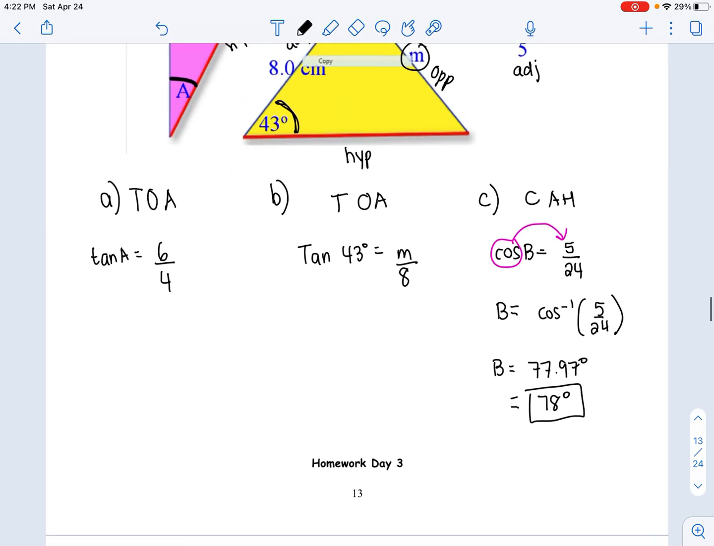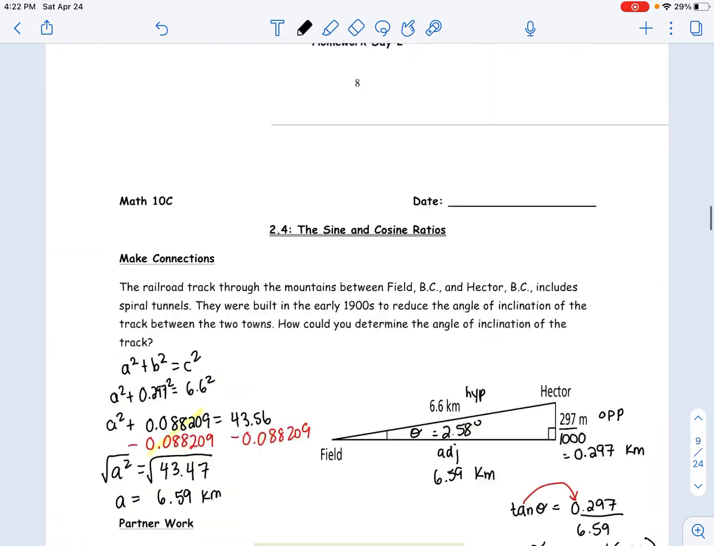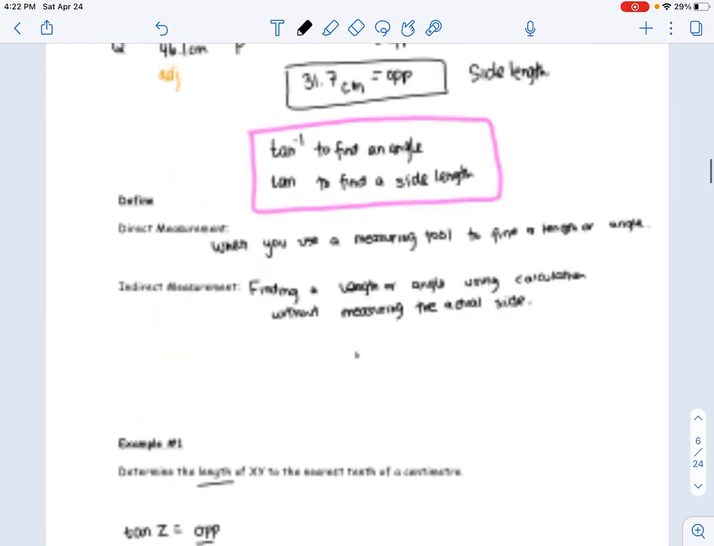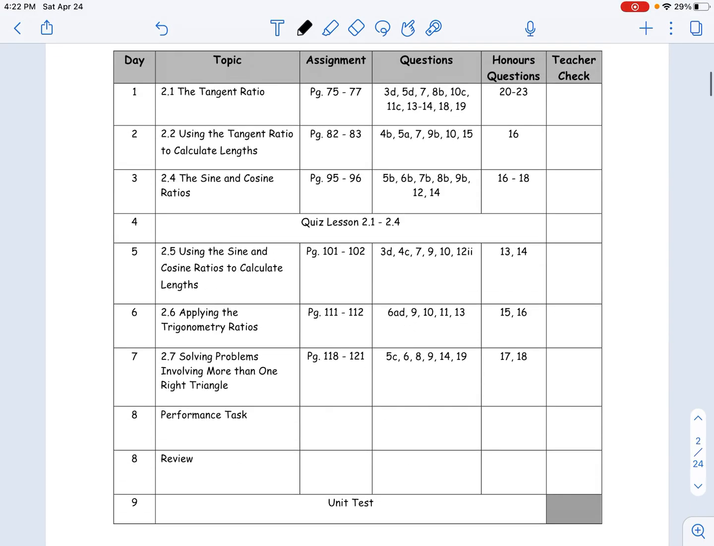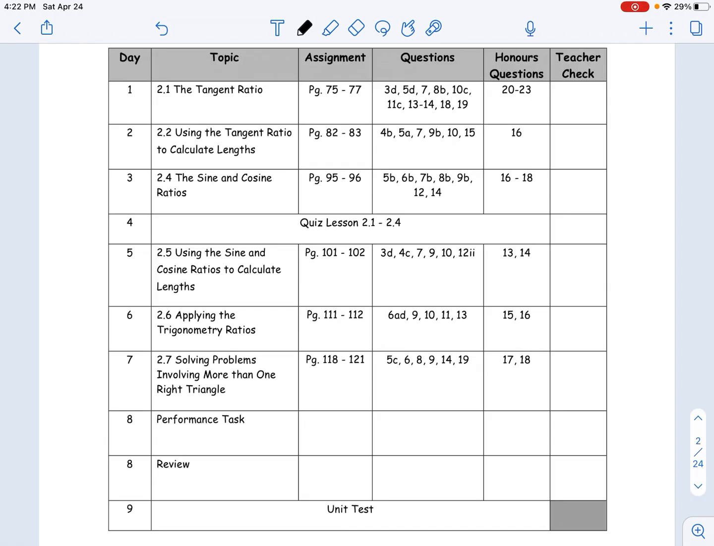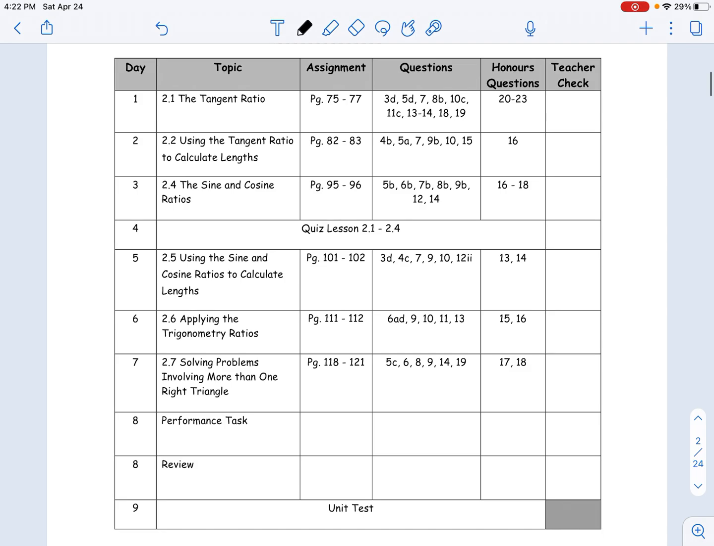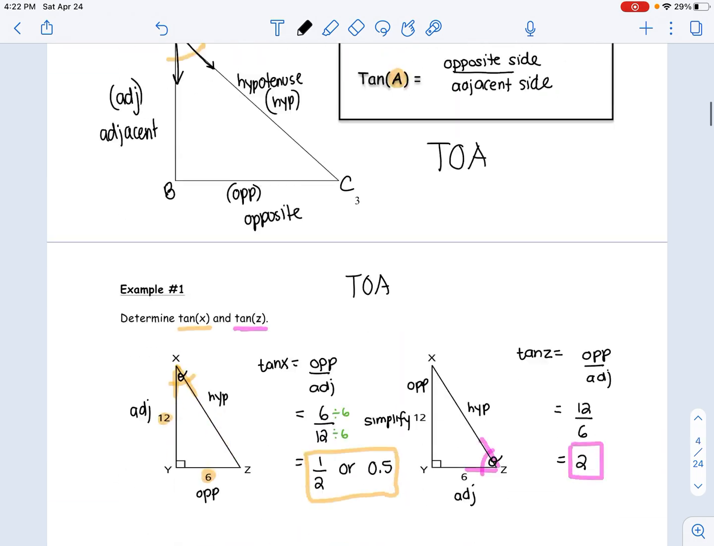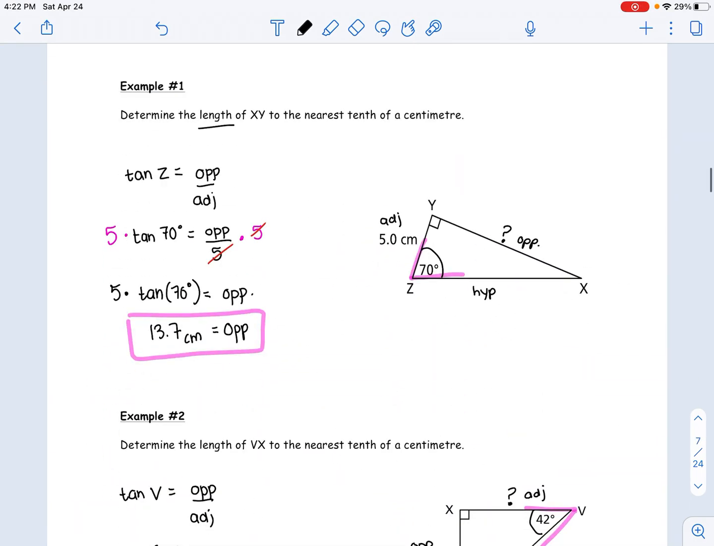Good. So that is our day 3. So if you guys go up, you'll notice that there's homework assigned for this one. So day 3, it's really important to practice these ones. We're going to have a quiz tomorrow. So make sure you practice for lesson 2.4, page 95 to 96, 5B, 6B, 7B, 8B, 9B, 12, and 14. Okay, and then ask me questions if you have any concerns or you're not sure how to use your calculators.